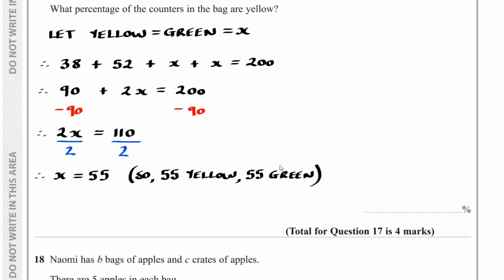Therefore, to work out the percentage of yellow in the bag, that's 55 over 200 multiplied by 100, so that's half of 55, which is 27.5, so we have 27.5%.